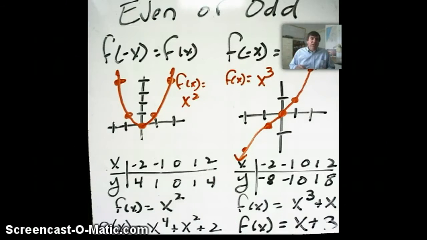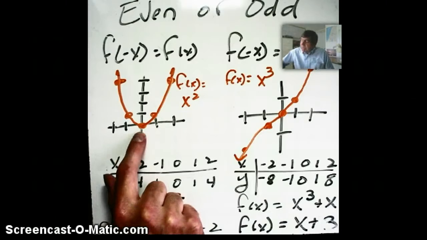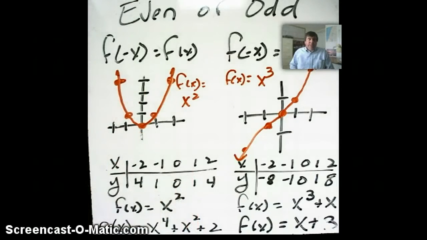Now, how can you tell if a function is an even function just by looking at the algebra? Well, whenever the power is even, the function is an even function. Now here's an example. G of x is x to the fourth plus x squared plus 2. Is that an even function? Well, if I moved that function up 2, it still has the y-axis splitting it down the middle, so yes, it is an even function.